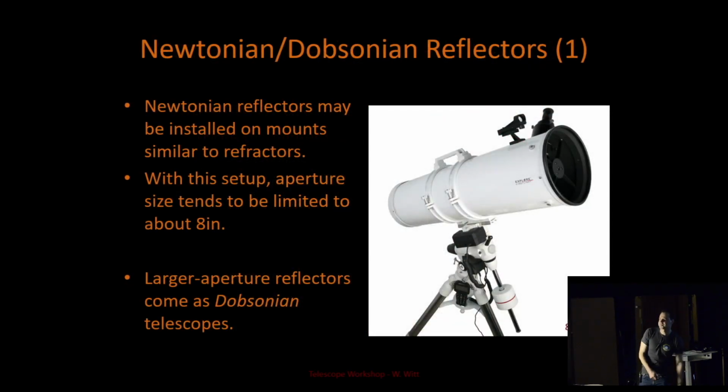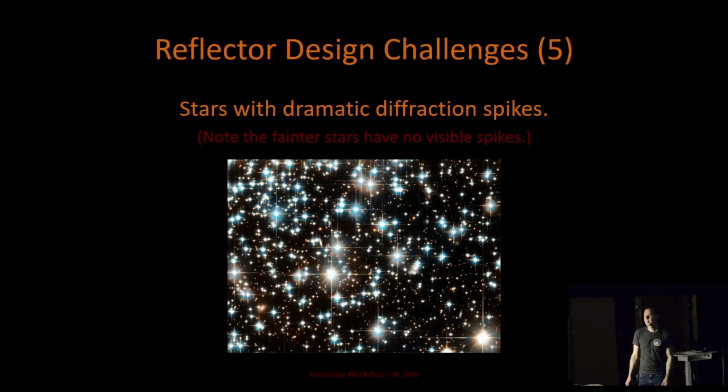Are those spikes even visible when you're visually observing? It would have to be a really bright star. And as you can sort of see in this image, as the slide says as well, these fainter stars, you can't really see them. This is obviously an image taken with a camera, but you can't really see the spikes there. As the stars get brighter and brighter, the spikes get more pronounced.